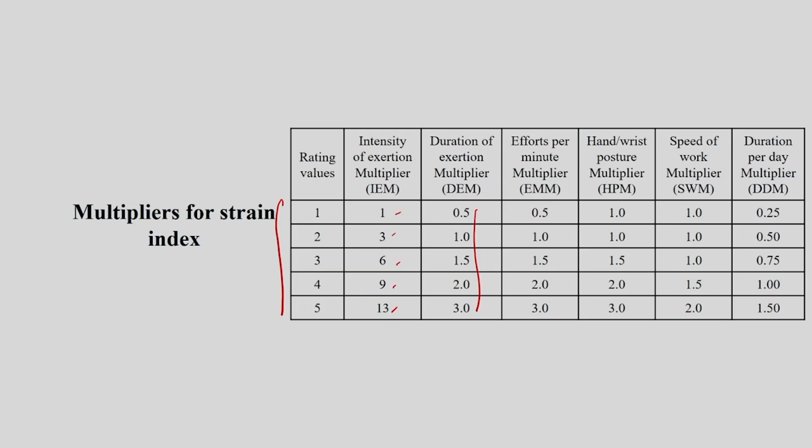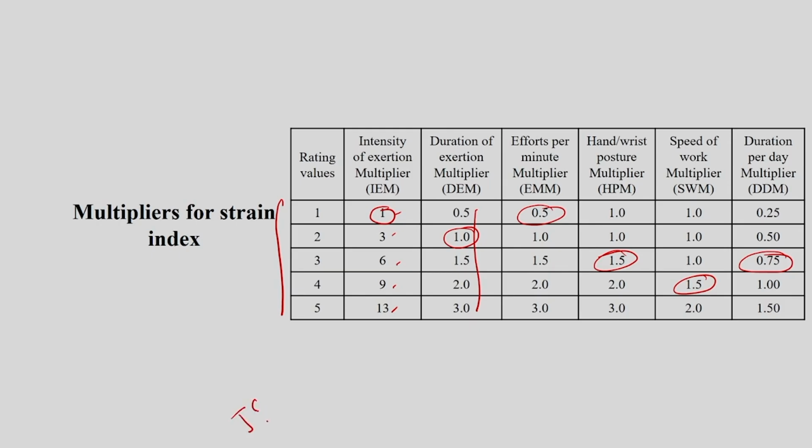Now, just take one small example. Suppose I am picking these values, maybe from my experiment these values are coming. So intensity of exertion is 1, duration of exertion is 1, efforts per minute is 0.5, maybe hand wrist posture is 1.5, maybe speed of work is 1.5, and duration per day is 0.7.